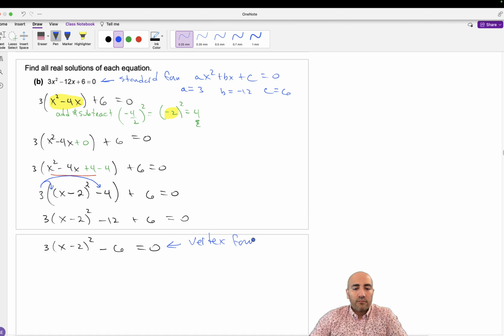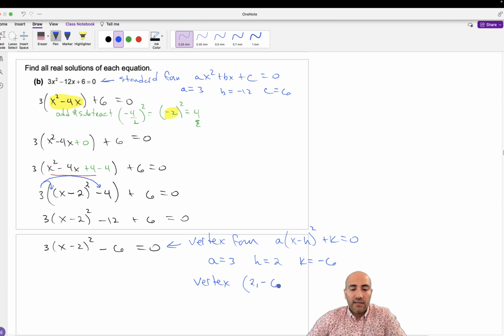Vertex form, a(x minus h) squared plus k equal to 0. Good. And that's where the a is being played by a 3, the h is being played by a 2, and the k is being played by a minus 6. A, h, okay? And because it's in the vertex form, they didn't ask us for this, but it's a useful thing to know. The vertex is going to be at 2 comma negative 6. It's at h comma k. H comma k is the vertex.